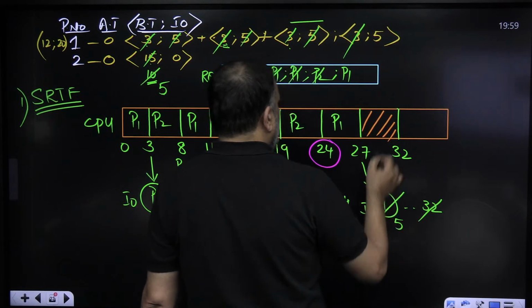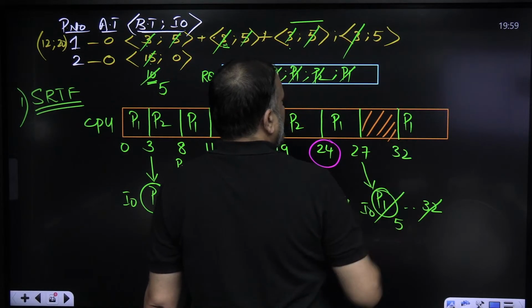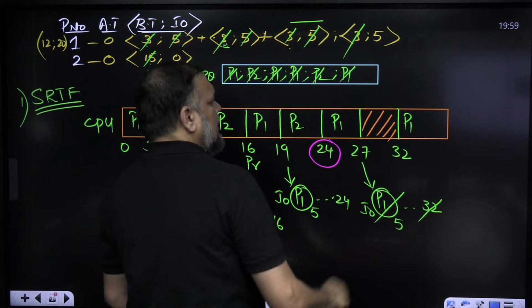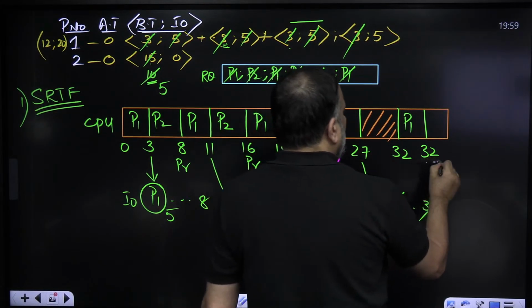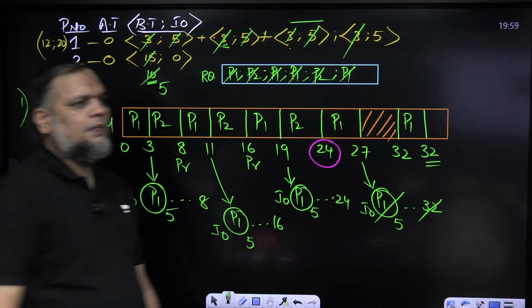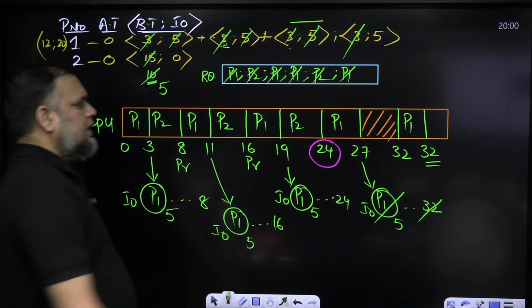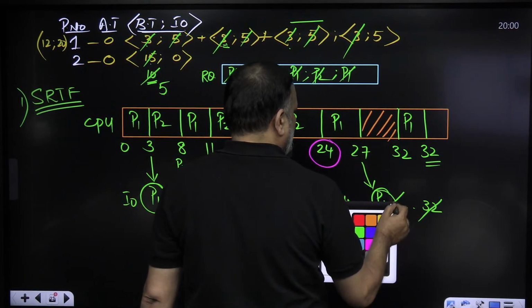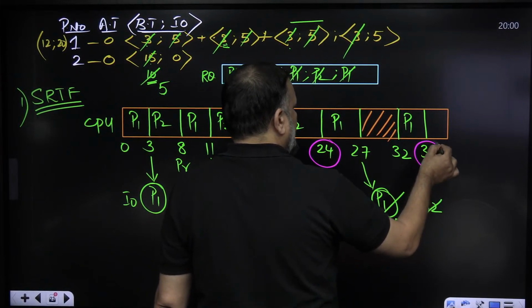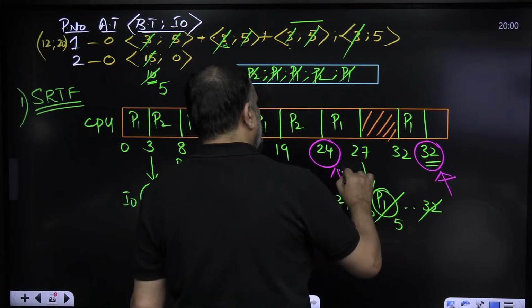At time 32 P1 completes IO and joins the ready queue again, and it is going to run for negligible time and complete its execution, because completion of a process happens from the running state. It won't complete from the blocked state. So it runs for negligible time at 32 and completes. So therefore this is the completion time of process P1, and this is the completion time of process P2.